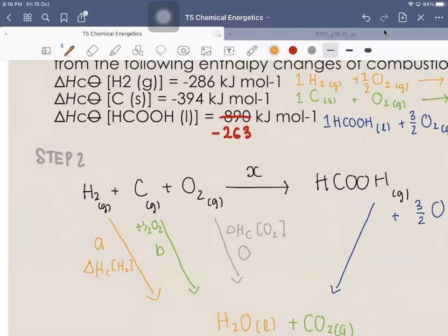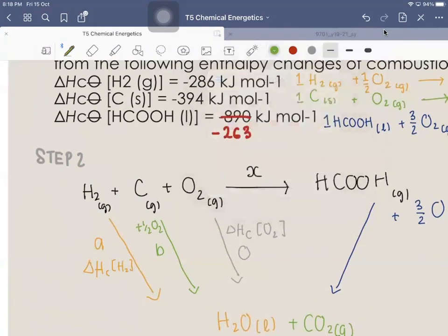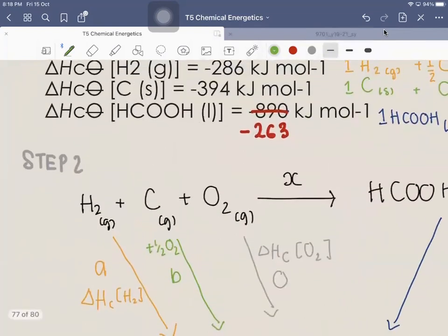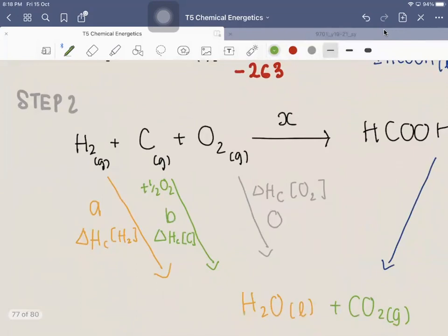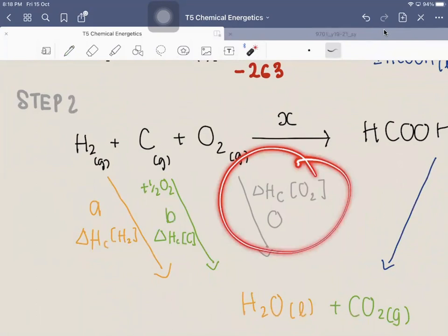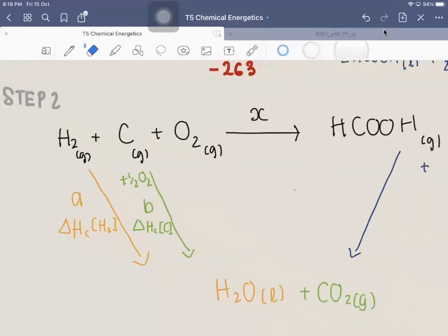Now you notice that I tend to leave out my standard state symbol, okay? That doesn't mean that it's not under standard condition. It is still under standard condition. It's just that I leave it out so that it's quicker for me to write things down. B is enthalpy change of combustion of carbon. The oxygen equation here can be omitted because it's just 0, okay? So to not confuse you guys, I will omit that.